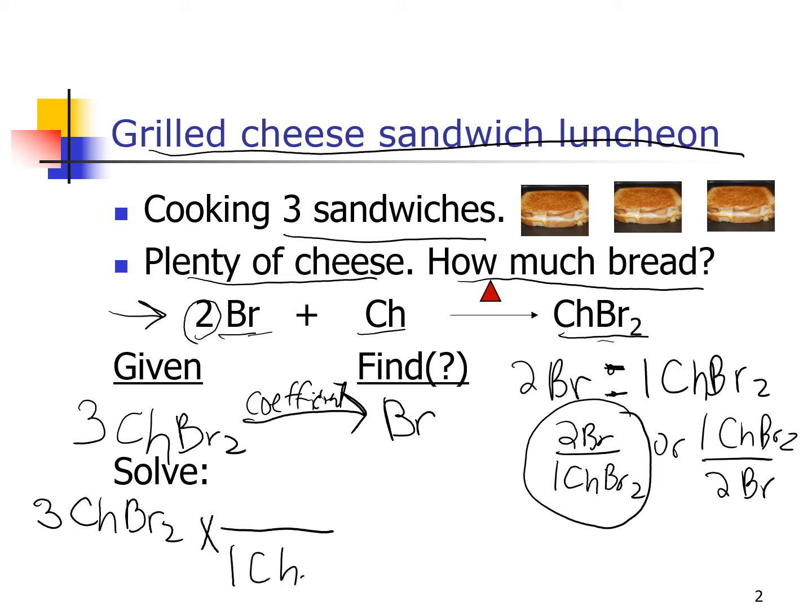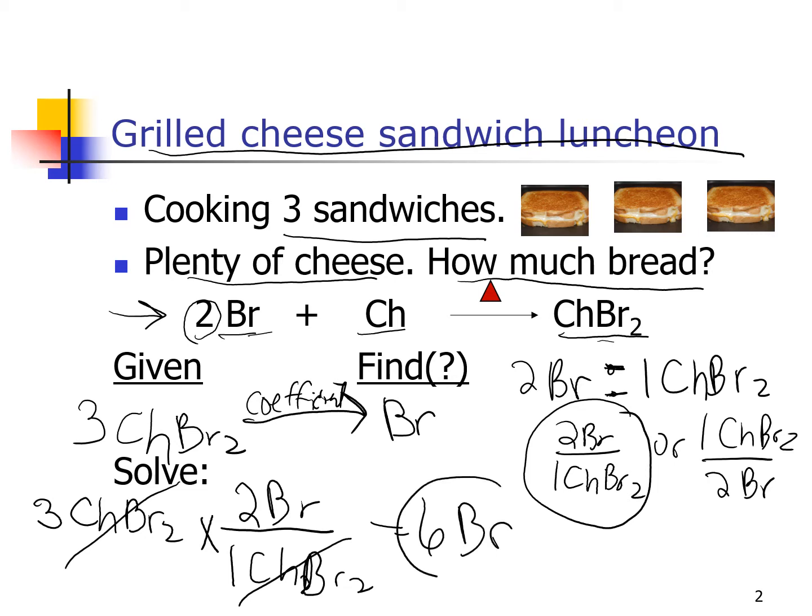So I write 1 CHBr2 at the bottom, which is equivalent to 2 pieces of bread at the top. Now my sandwiches cancel out, and then I just multiply 2 times 3. I get 6 pieces of bread, which again, I knew you could do this off the top of your head, but this is showing you how you could solve the problem.